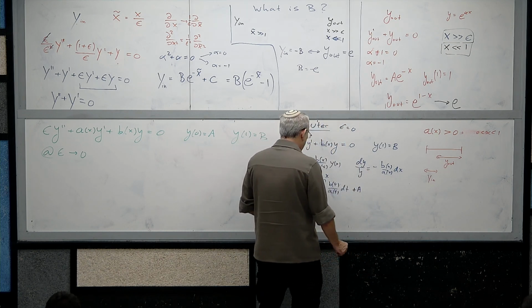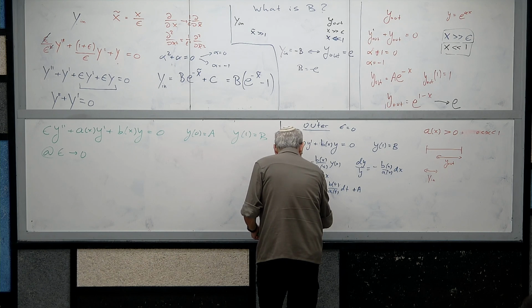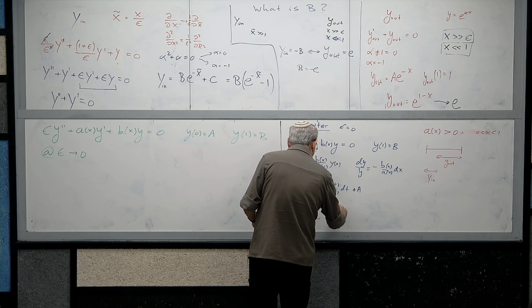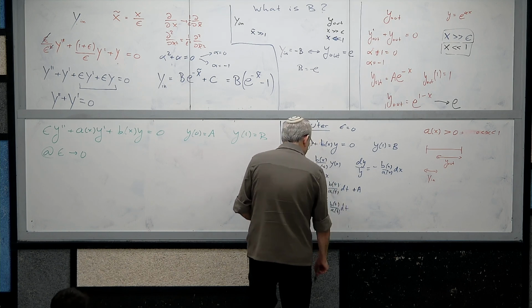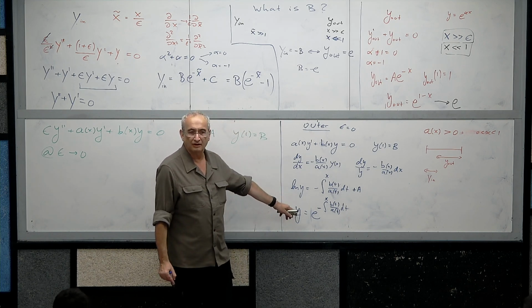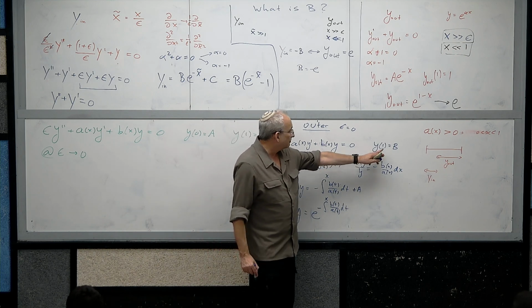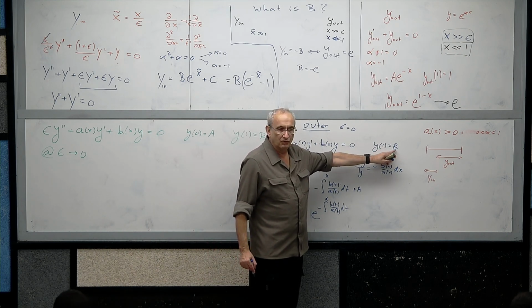Right? Okay, so y will be e to the minus the integral of b of t divided by a of t dt up to x. But this is up to a multiplicative constant. Okay? Now, I have to satisfy the boundary condition that y of 1 will be equal to b.